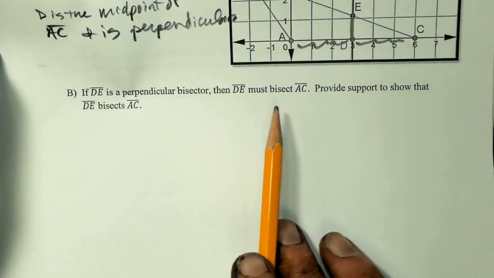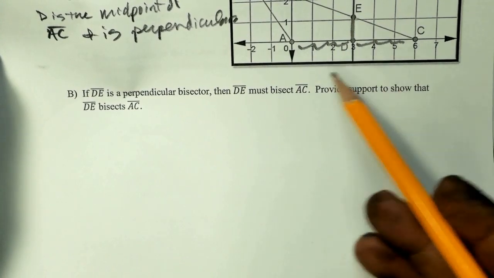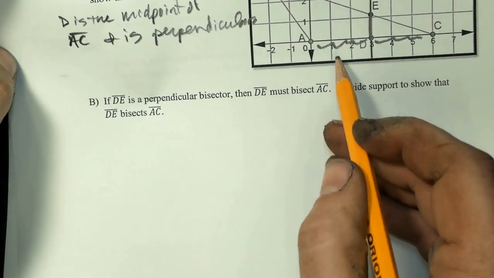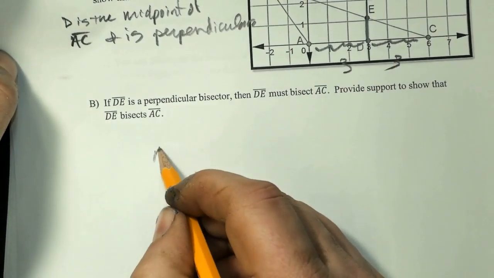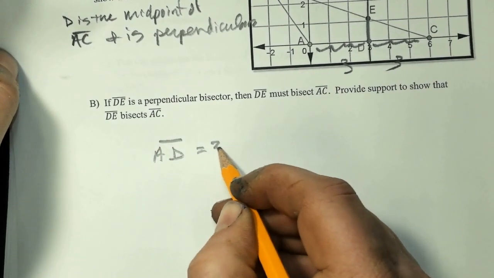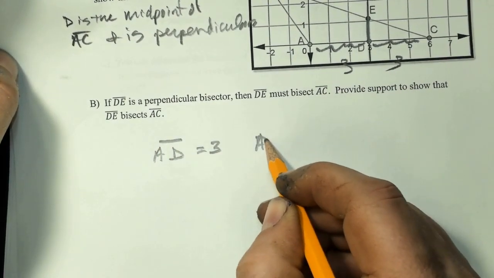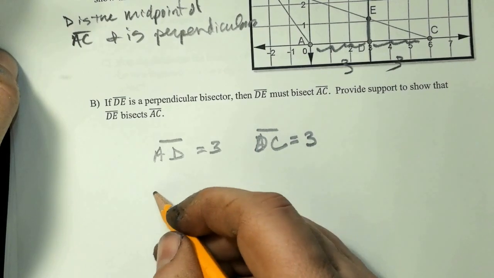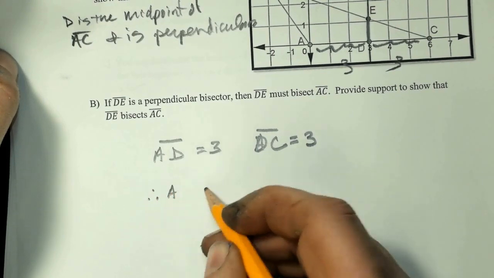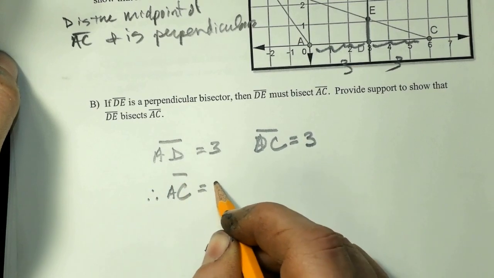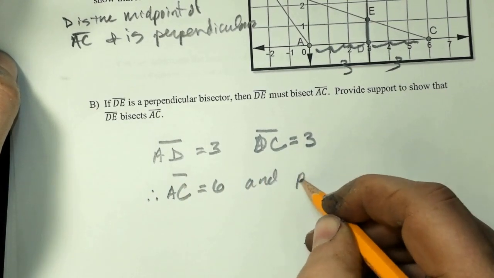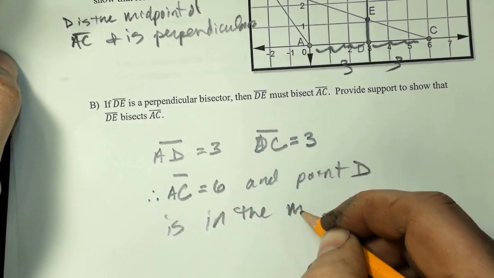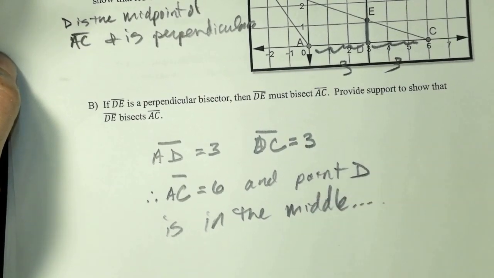If DE is a perpendicular bisector, then DE must bisect AC. They're just setting that up. We've said so. Provide support to show that DE is a bisector. We've done it because 3 units, 3 units. Segment AD is equal to 3. Segment DC is equal to 3. Therefore, AC equals 6, and point D is in the middle. Something like that.